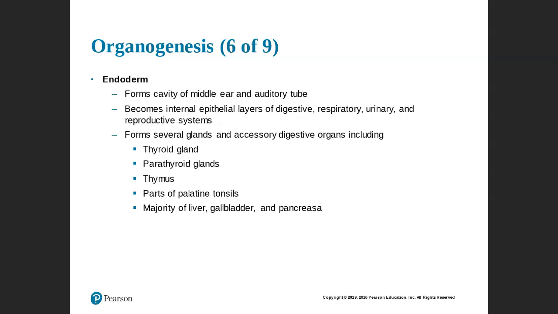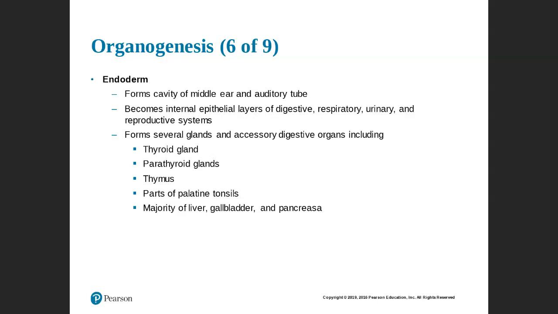Both of them are mesoderm. So the endoderm forms the cavity of the middle ear and the auditory tube, the pharyngotympanic tube. It becomes the internal epithelial layers of your digestive tract, your respiratory tract, the urinary tract, and your reproductive systems. All of the ventral body cavities that have a lining, which are your digestive tract, your respiratory tract, your GU tract, all together.